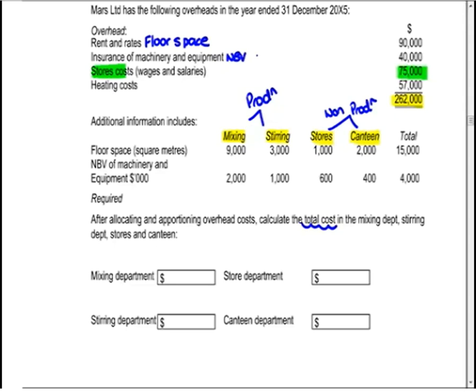The stores case we've already dealt with, we've allocated that to stores. And then finally we've got the heating costs. Sometimes you might do heating costs on volume, but we don't have information about the volume, so we need to make the best use of the information that we've got. So again, we could do that on the basis of floor area. So what we're going to do now then is allocate, apportion those costs to the different departments.